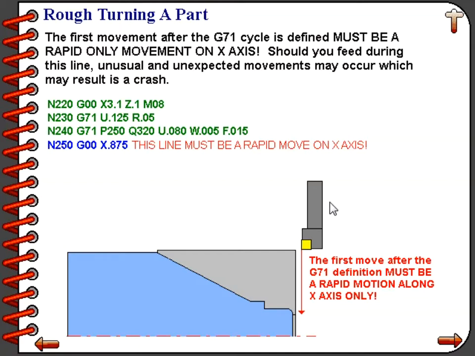I know this looks unusual in that we're doing a roughing operation and we are going to be rapiding the tool all the way down to the smallest diameter. However, the G71 cycle is going to take care of all the roughing for us. At this stage of the game, what we are doing is programming the finish pass definition. The G71 will do all the other work for us.